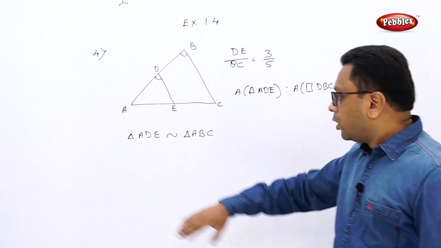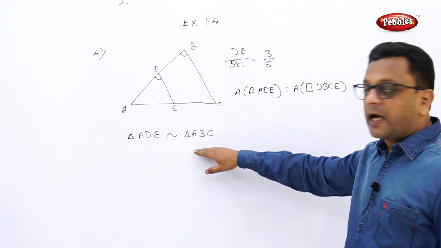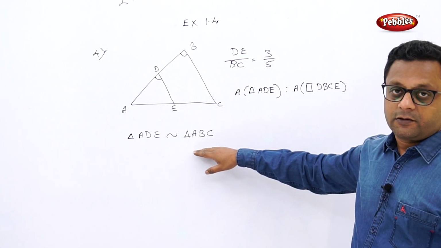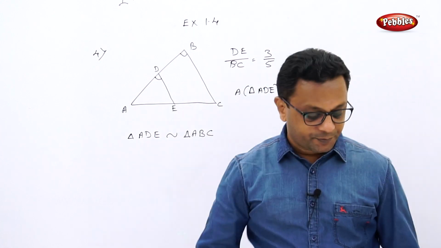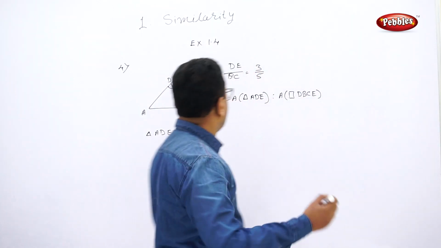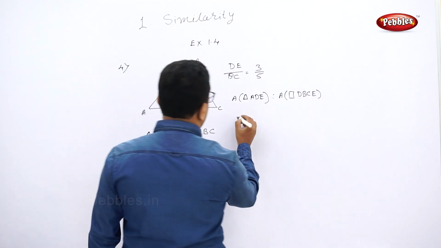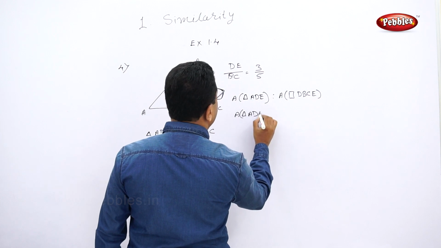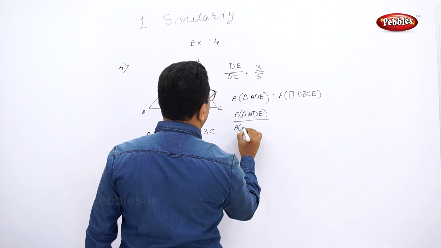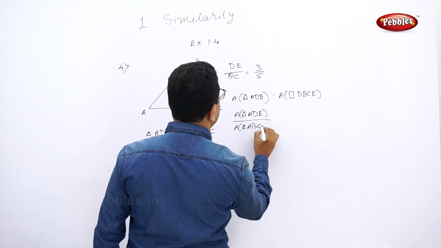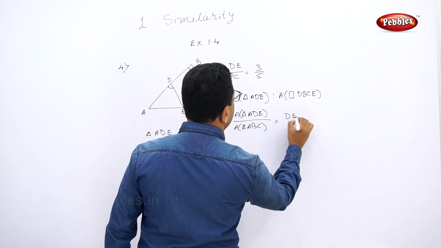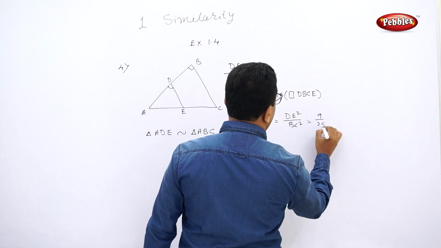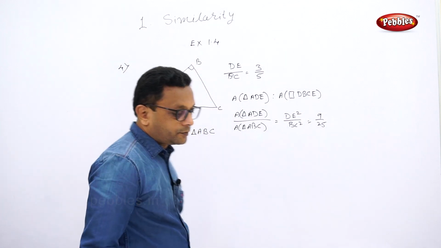Understood? So the first step is you have to first prove that these two triangles are similar triangles. Okay? Let us go ahead now. So area of triangle ADE upon area of triangle ABC is equal to DE square upon BC square is equal to 9 upon 25.